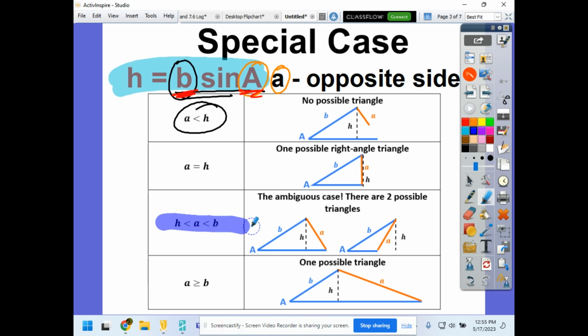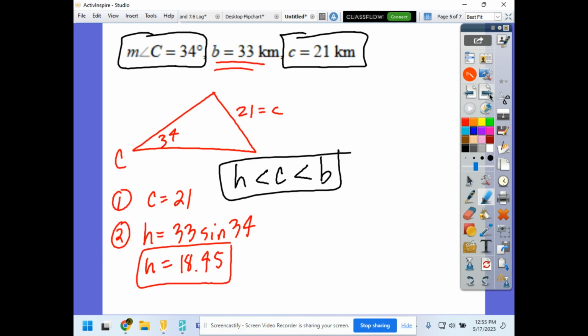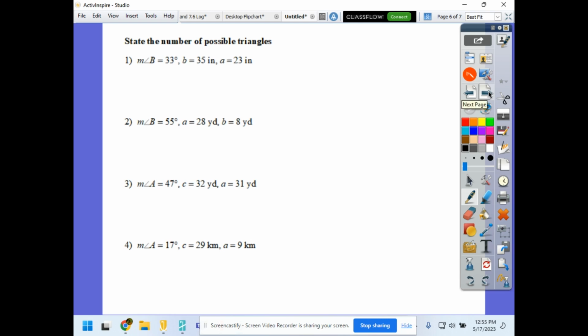Again, please pay attention to the letters. This might be deceiving, but in this example we're using C. Remember, A is the opposite side, B is the second side given, and H is the height. That's why in this case there are two possible triangles.